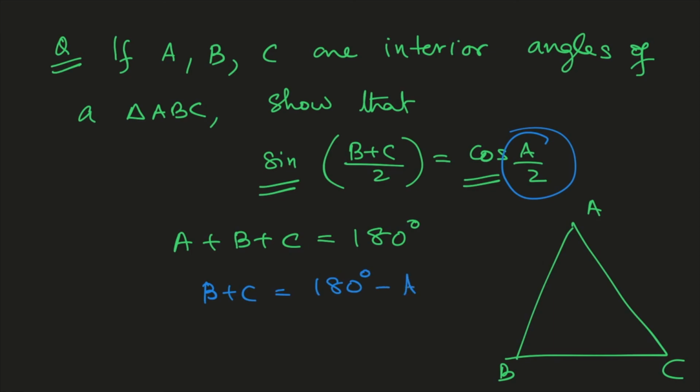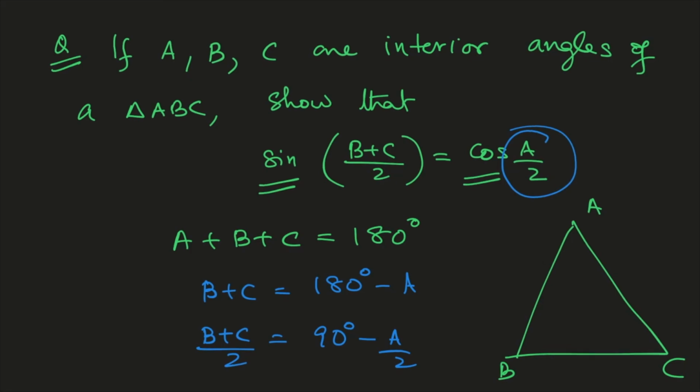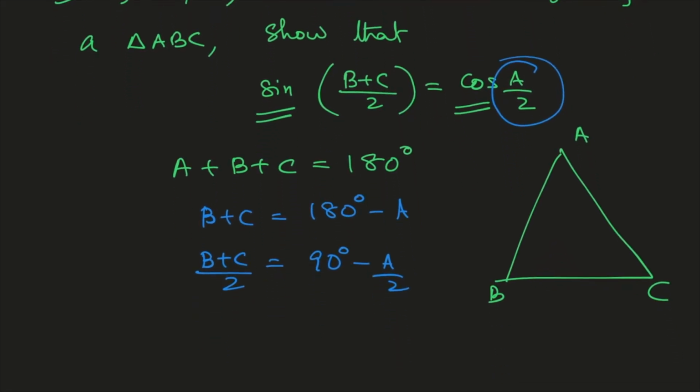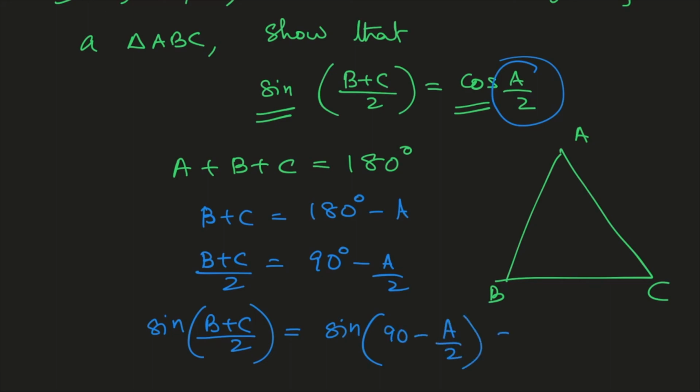Now we don't need B plus C, we need (B plus C) by 2. So if I take (B plus C) by 2, this is going to be 90 minus A by 2. Now it's straightforward, right? Now you take the sine of this angle on both sides. We have sine of (B plus C) by 2 will come out as sine of 90 minus A by 2. Again, sine of 90 minus theta is cos theta. So this comes out as cos of A by 2.